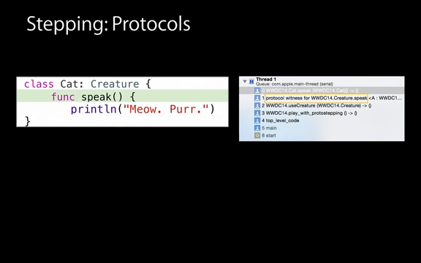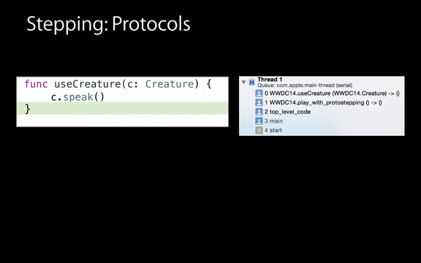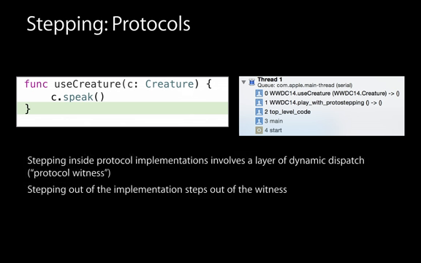There's a frame called protocol witness for creature.speak on the stack. That frame is the protocol dynamic dispatch frame. It's the code that the Swift runtime uses between where my code starts and when the called code starts executing to actually perform dynamic dispatch. lldb automatically steps through it right into my code. And if I step out, same magic happens in reverse. The protocol witness frame just disappears, and I get right back into my code transparently.